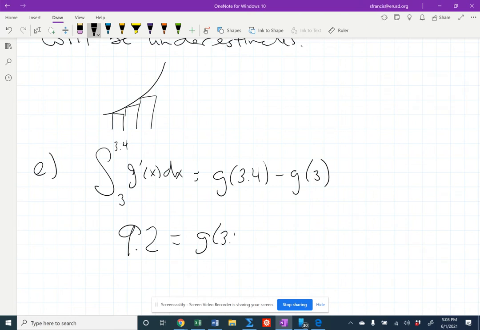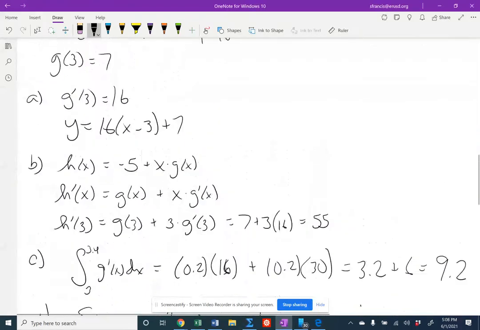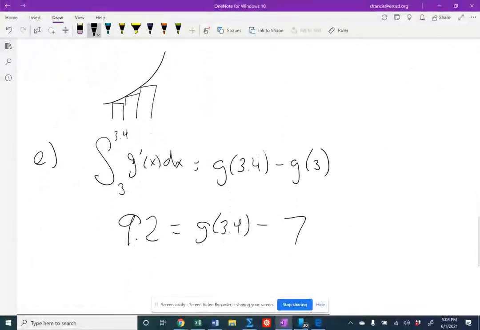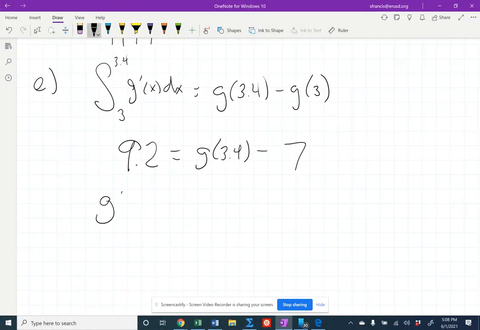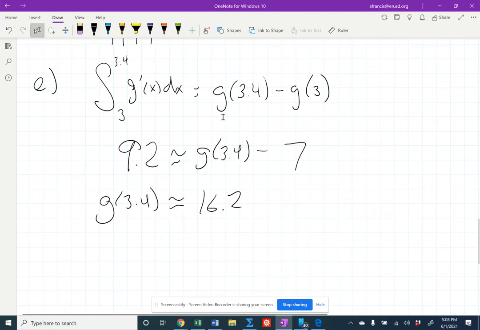G of 3.4 is what we're looking for. They told us G of 3 was 7. I don't remember anymore. Yeah, G of 3 is 7. So then G of 3.4 is going to be 16.2. Just add the 7 to the 9.2. That's going to be our approximation here. And we should use an approximately equal to here, or use the word about or approximately.